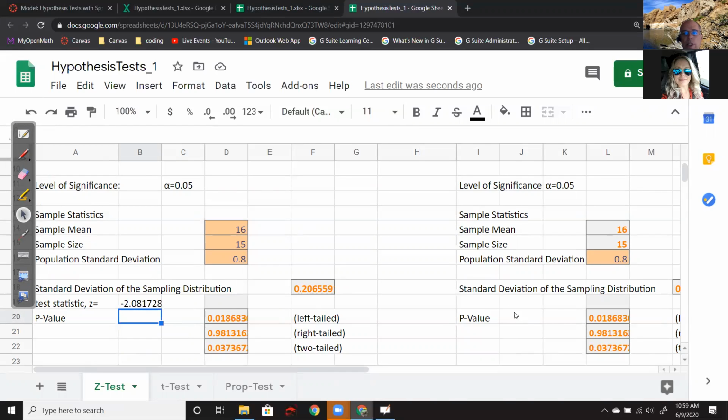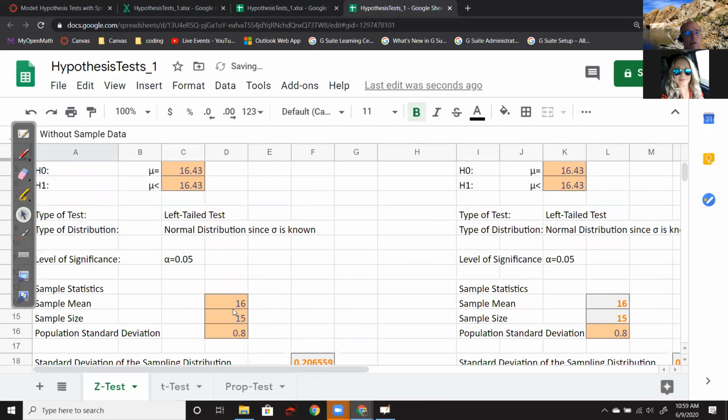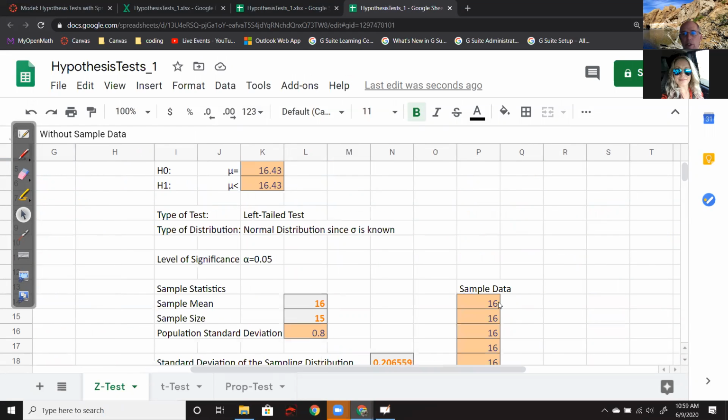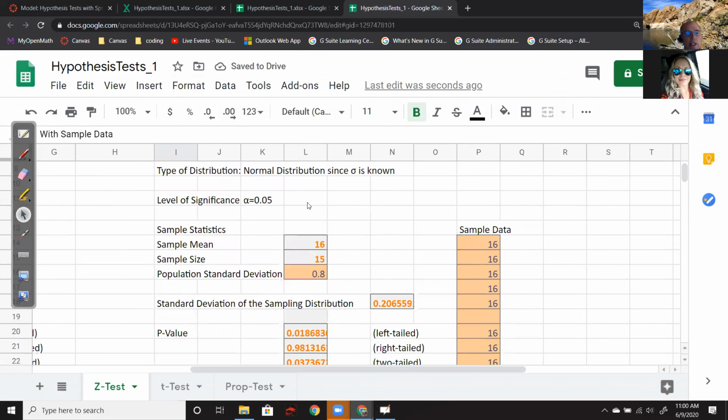And then we'll need to do the same thing over here on the right. So this sheet right here has two parts. There's if you're not given the sample data, you're just given the sample mean, size, and standard deviation. Or if you're given the sample data, where you have to plug it in like I did in that previous example. So we also want that test statistic down here.